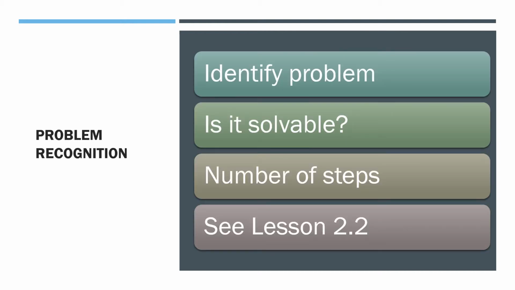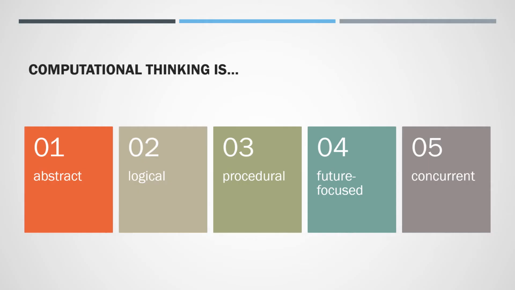We learned more about problem recognition in lesson 2.2, but basically that's where we identify a problem and decide that it is solvable by computational methods and that the number of steps is not infinite or intractable. Once we have identified that a problem is solvable by computational methods, we employ computational thinking to solve the problem.